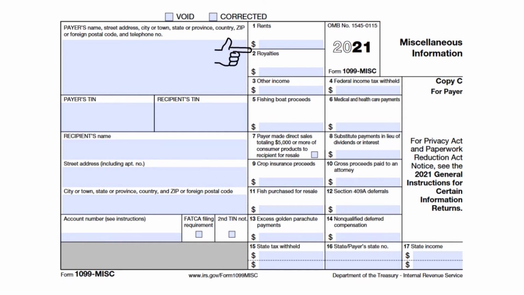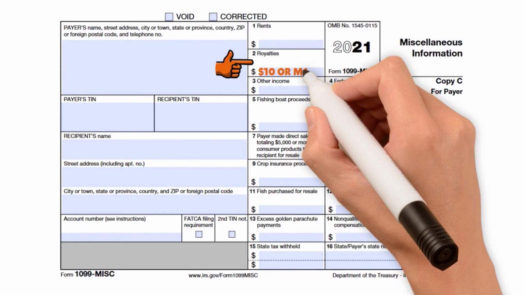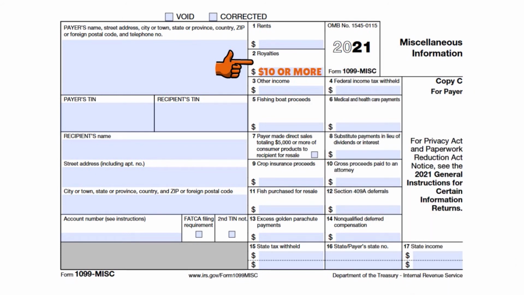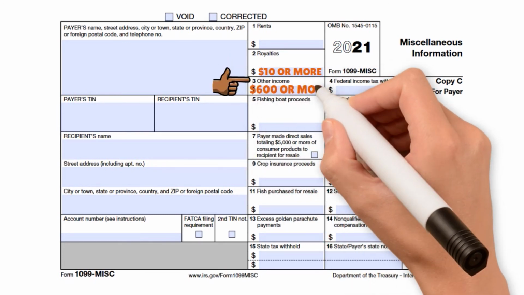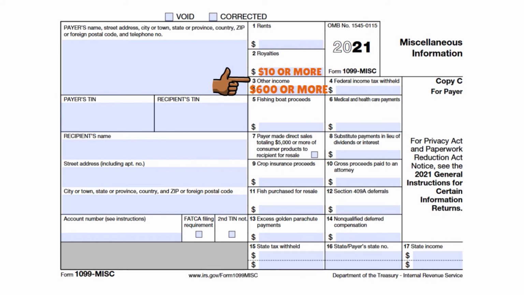Box 2, you have royalties. So you want to enter gross royalty amounts or similar payments of $10 or more. Box 3, you have other income. Here you want to enter other income of $600 or more required to be reported on Form 1099 MISC that is not reportable in one of the other boxes on the form. Number 4, federal income tax withheld. Number 5, here you have fishing boat proceeds, if applicable to you.